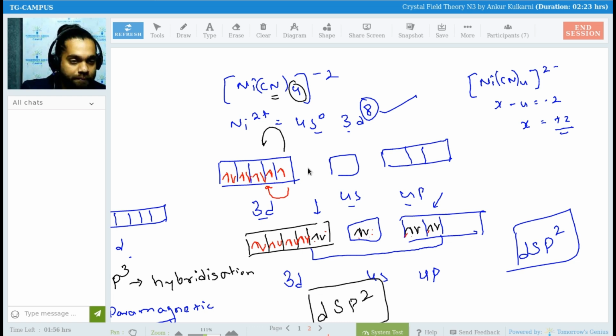So is there a particular reason why there is no electron in the third orbital of 4p? Because while filling, first everything should be filled and then paired up. No, no, no. You have to pair first.